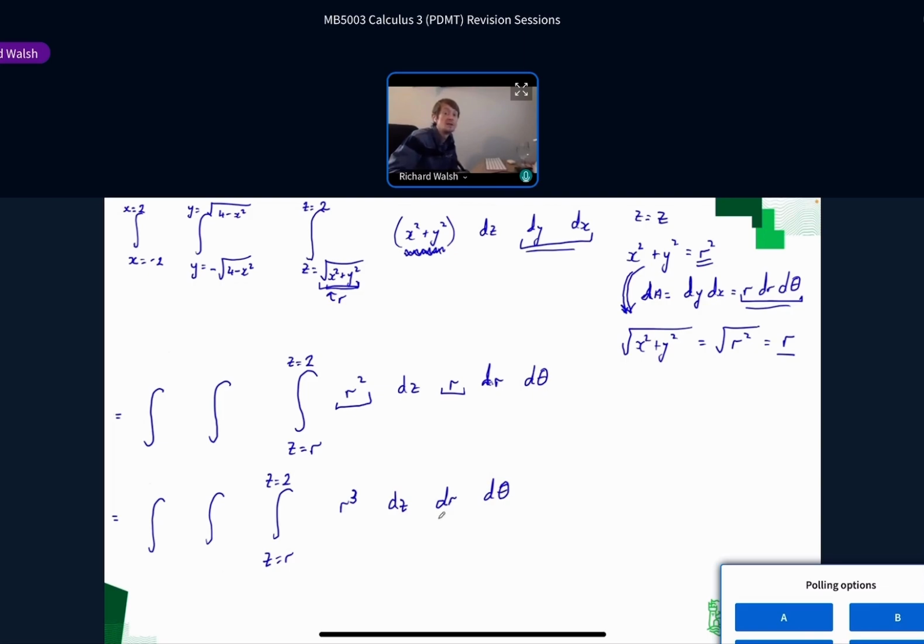So I need to create limits now for r and theta. So I want r equals and theta equals. In that circle, remember the projection down, the radius of the circle was 2. So the distance from the origin to any point on that circle is between 0 and 2. So my r limits are from 0 up as far as 2. They would be the r limits.